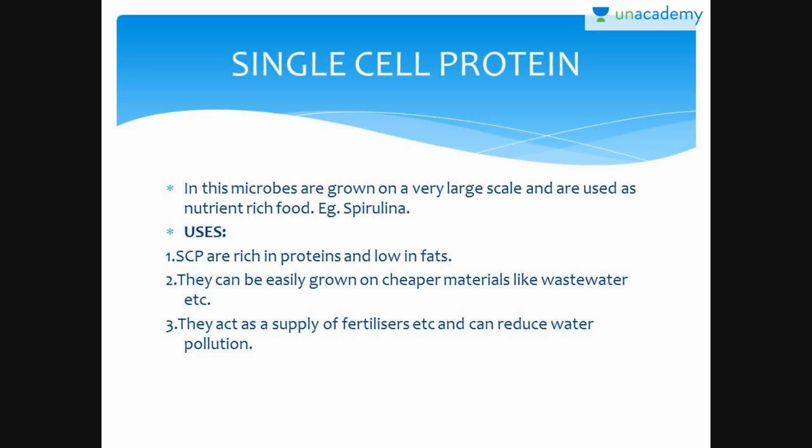The next is SCP or single cell protein. In single cell protein, the microbes are grown on a very large scale and are used as nutrient rich food. An example is spirulina. Then there would be several uses of single cell protein. Single cell proteins are rich in proteins and low in fats. They can easily be grown on cheaper materials like wastewater, etc. They act as a supply of fertilizer and can reduce water pollution.